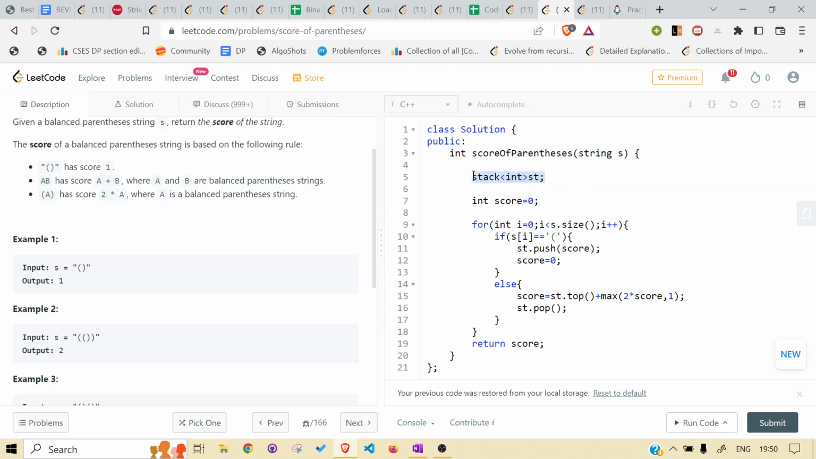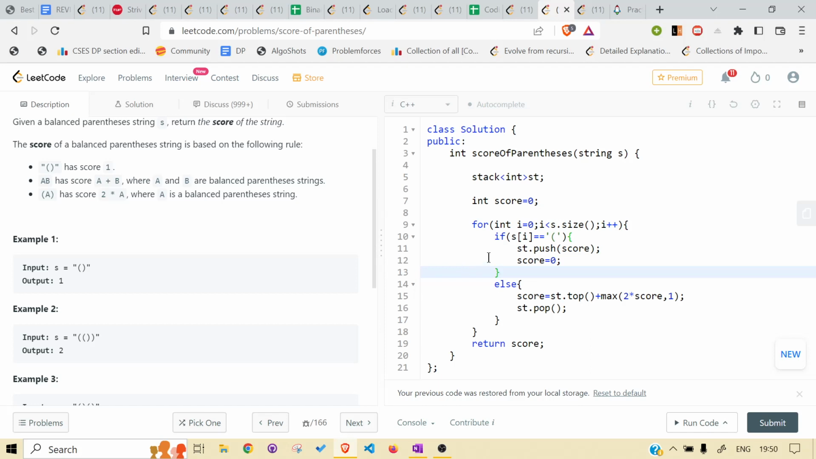So we just declare a stack and a score. That's pretty much it. In the case we discussed, opening bracket, push the score, and reset the score. Why? Because you need to store the state. Because if you encounter another opening bracket, it means the previous has been done. So you have to push it inside the stack to store the previous. I have explained it enough.